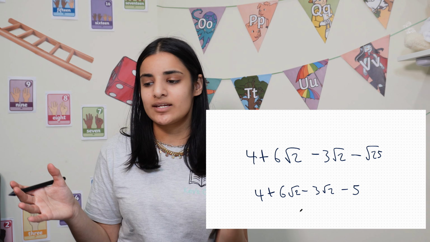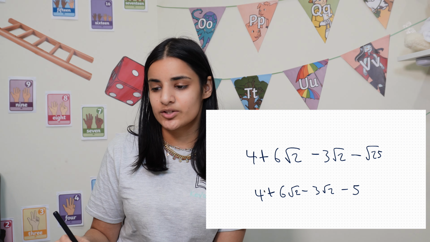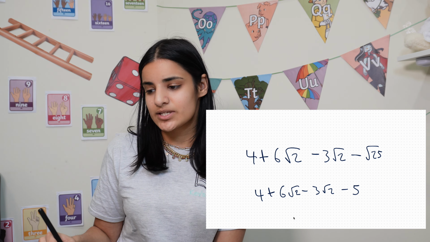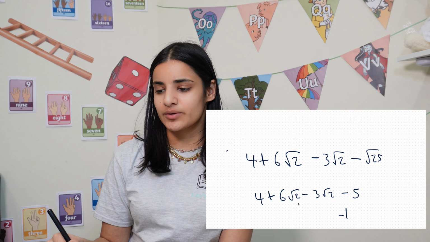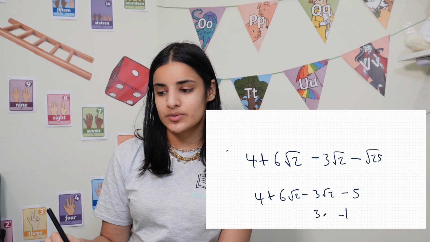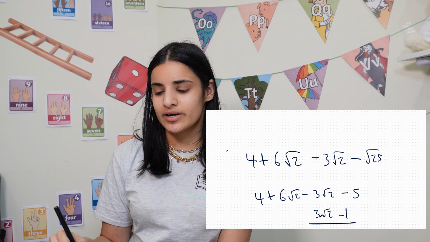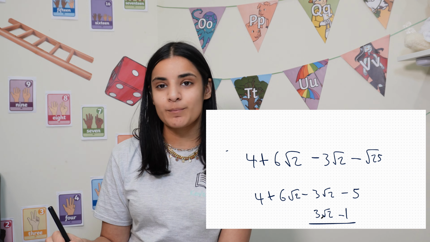And now I can add and take away the like terms. So I can do 4 plus minus 5, which is minus 1. And then we want to take away both the surds. So I have 6 root 2 minus 3 root 2, which will give me 3 root 2. So my final answer is 3 root 2 minus 1.